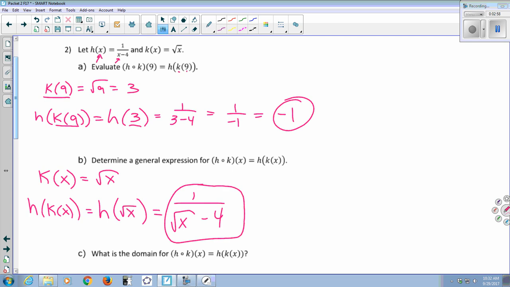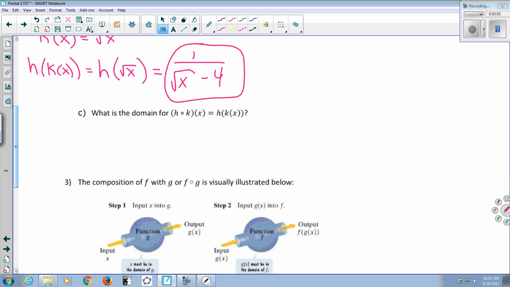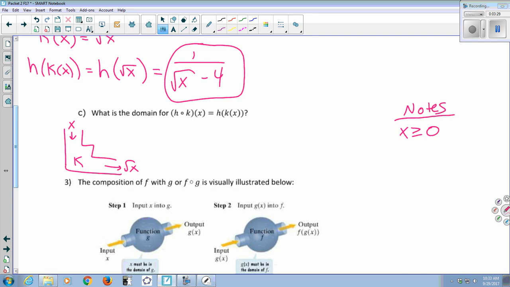What is the domain of h of k of x? I'm going to draw my function machine pictures here. So k is my first machine. So I make my k machine. In goes an x. Out comes square root of x. All right, so k does have some restrictions, right? I can't plug in any negatives into k. So I already know, I'm going to put some notes over here, that as I feed the machine, x has to be bigger than or equal to 0. Can't put a negative in because I'm going to take its square root.